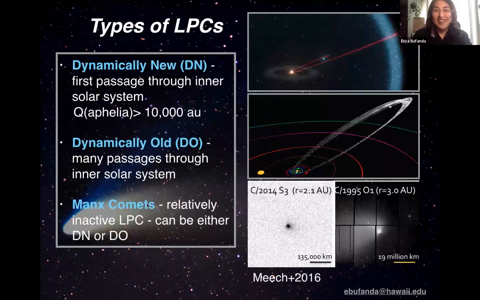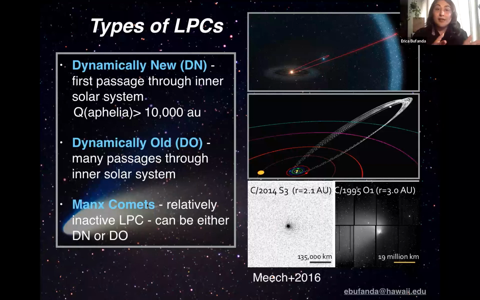And so the kind of LPCs or long period comets that I study are dynamically new, dynamically old, and Manx comets. The first one, dynamically new, they're fresh from the Oort cloud. They have the most eccentric orbit, stretched out, the largest, furthest approach to the sun. In contrast, dynamically old, they have had many orbital iterations. They've been around the inner solar system a few times.